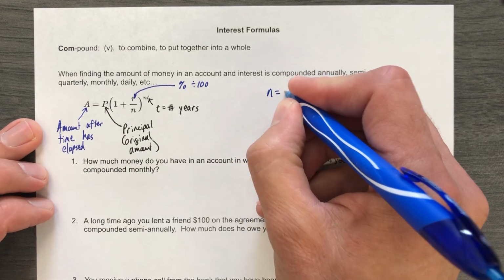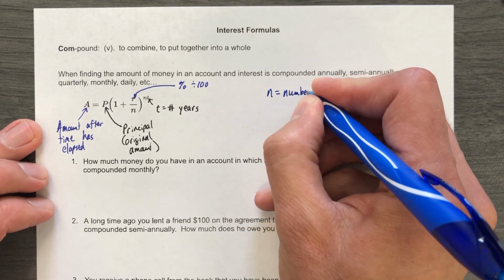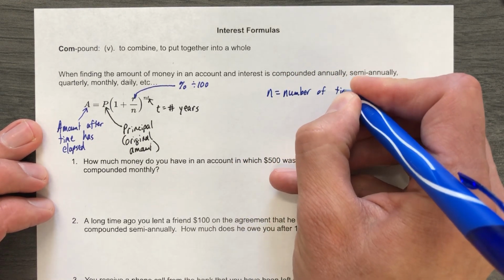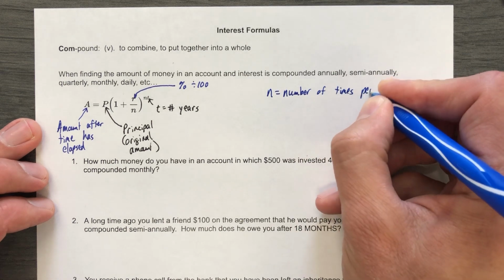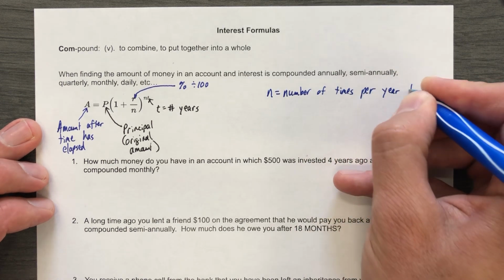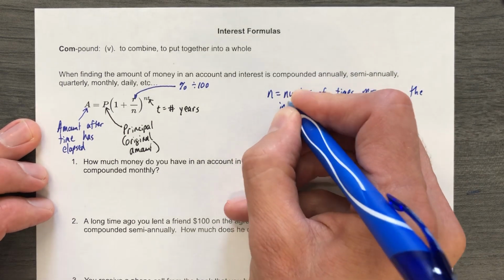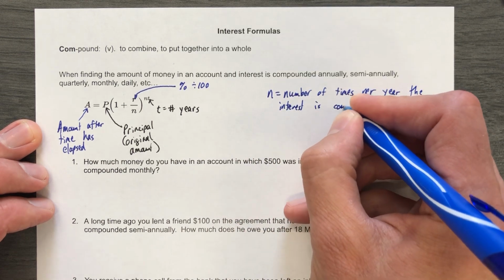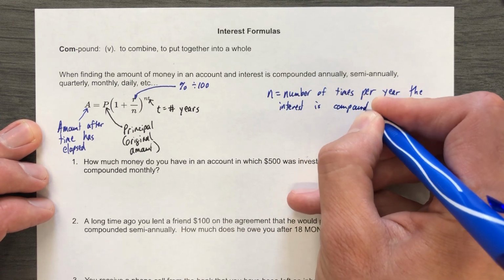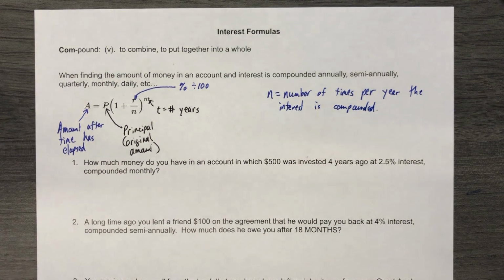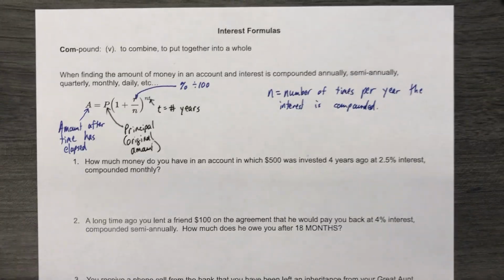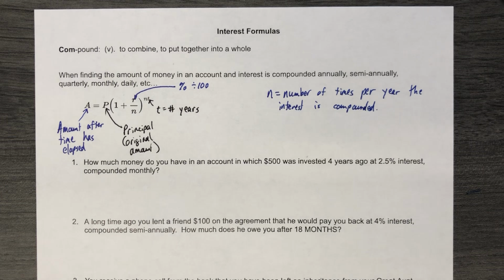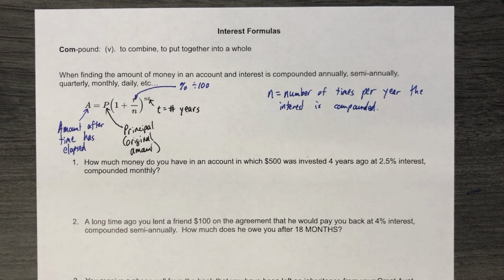Now let's talk about the other thing that we haven't talked about. N is the number of times per year the interest is compounded. Okay, what does that really mean? Well, let's just deal with that.